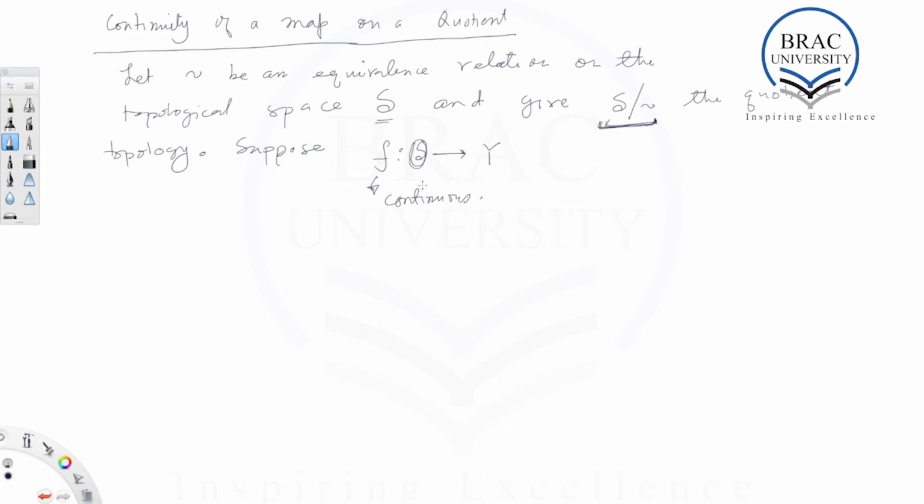So then, if this is the case, f induces a new map f bar from the quotient space to Y, defined by f bar at the equivalence class containing P in S is equal to simply f of P for all P in S. So whenever we have a continuous function from S to Y, we will be able to construct this new function out of f, as long as f is constant on each equivalence class.